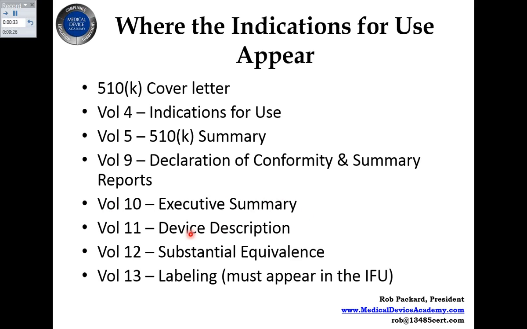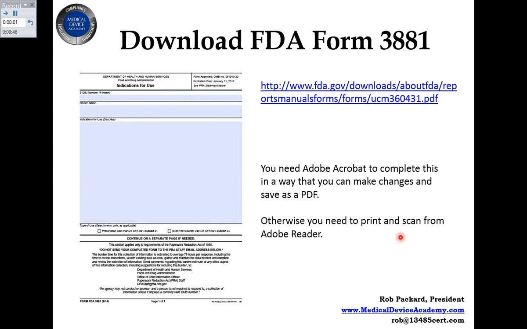It shows up in your executive summary, your device description, your substantial equivalence, and it even has to appear actually in your instruction for use or your user manual. It has to be in there. That's something to look for. So those are all the places where your indications for use appear, and that's why the indications for use is so critical. It's also why that's one of the first documents I create.